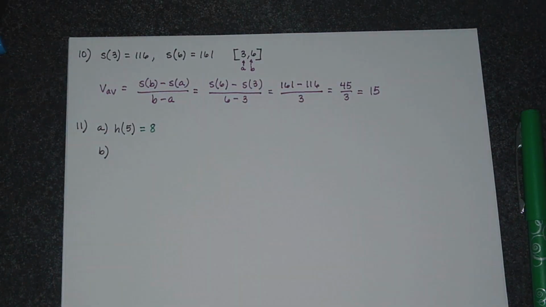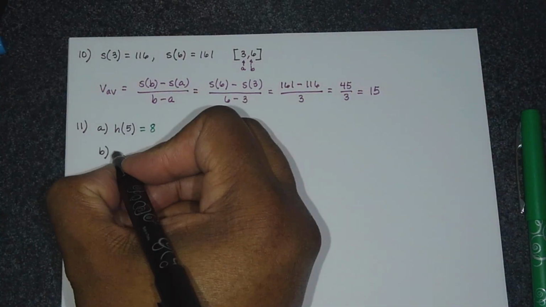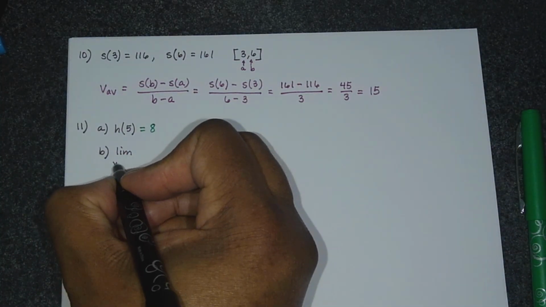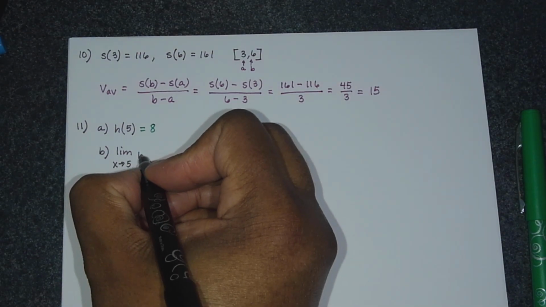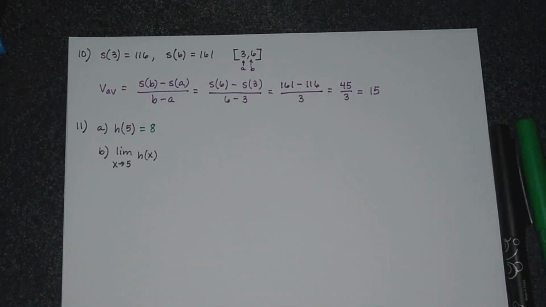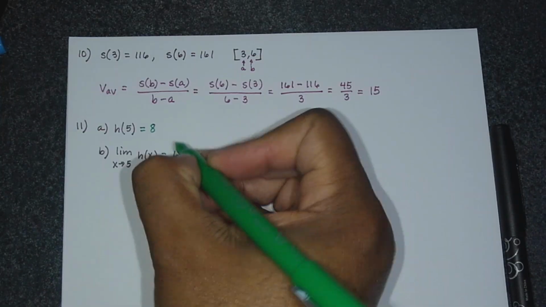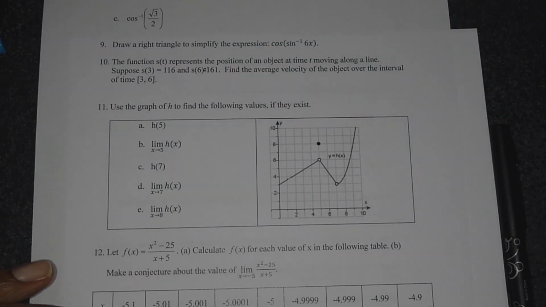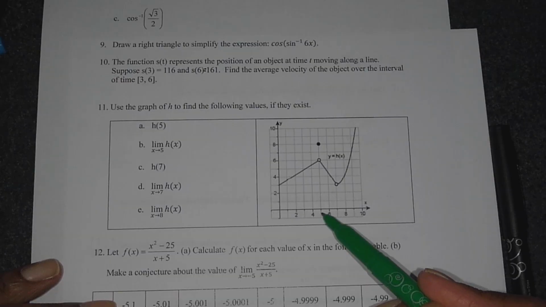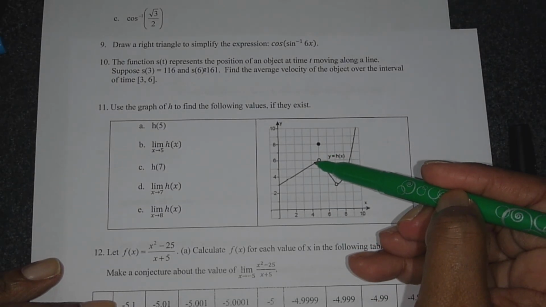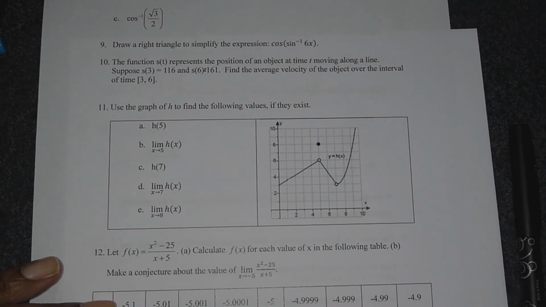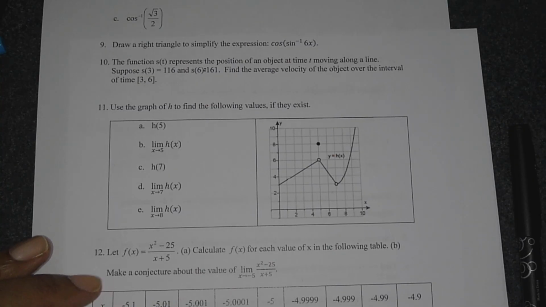Part A is just finding the value of h of x when x is equal to 5. Part B is finding the limit as x approaches 5 of h of x. In this case, I think you said 6. To the left of 5 is going to 6, and to the right of 5 is also going to 6. The left-hand limit and the right-hand limit go to the same value. So the limit as x approaches 5 of h of x will be 6.